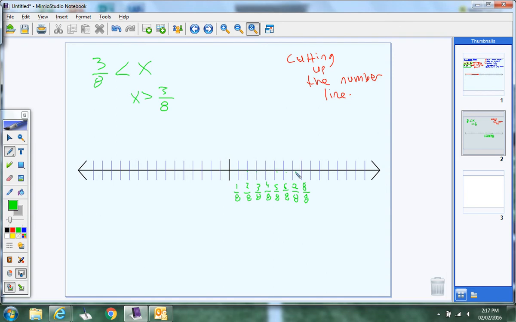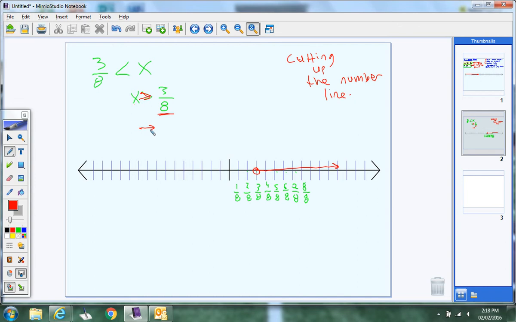Okay, and so then we only care about the boundary point, which the boundary point is 3/8. So 3/8, and I want an open dot because it's not equal to. And then it says greater than. So I want to go this direction. Again, remember, the arrow, if the variable's on the left, will point the direction it's supposed to go. Okay, so that's how you break the line up.